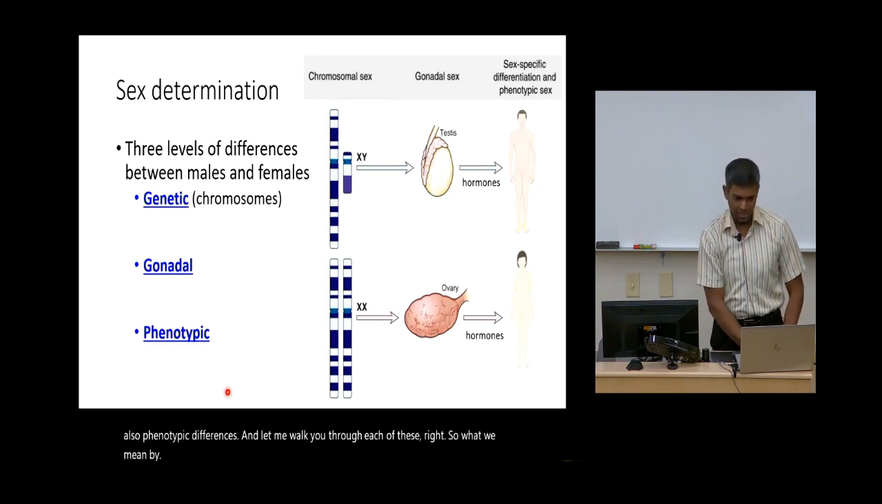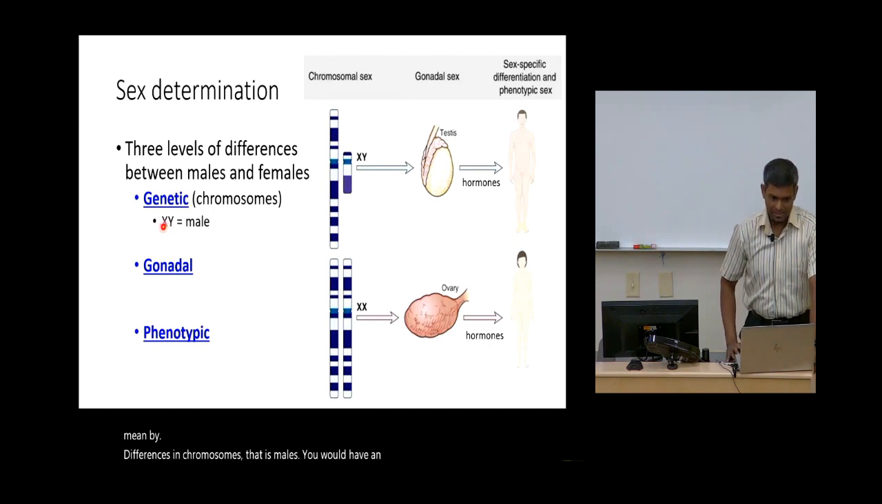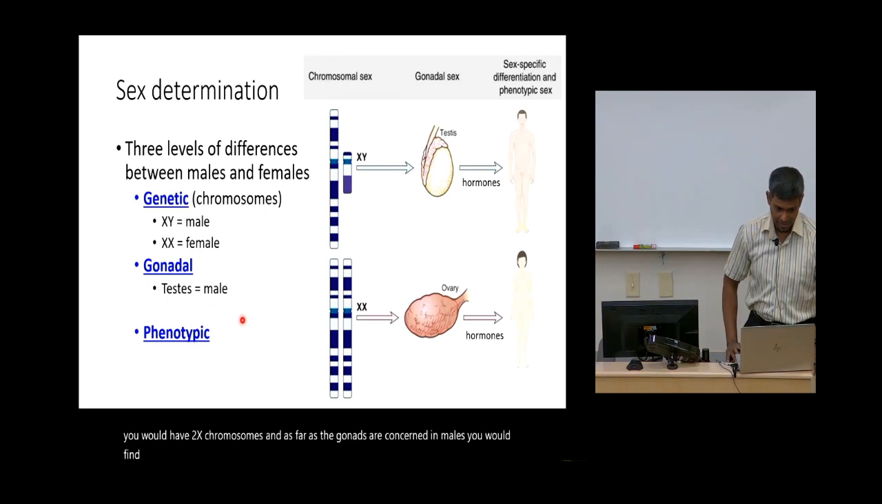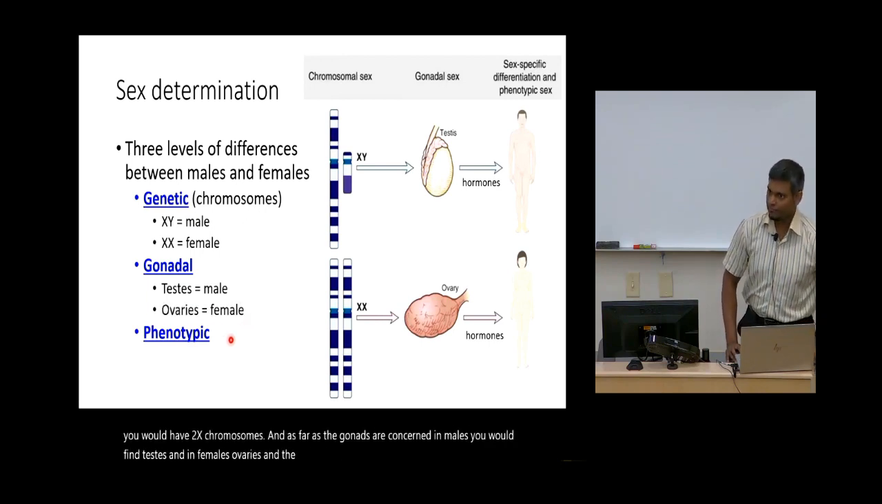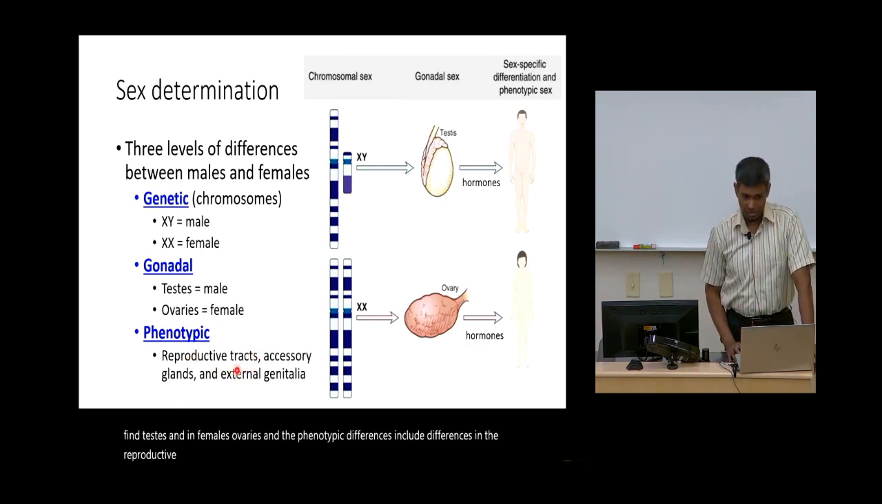What we mean by differences in chromosomes is that in males you would have an X and a Y chromosome. In females you would have 2 X chromosomes. As far as the gonads are concerned, in males you would find testes, and in females ovaries. And the phenotypic differences include differences in the reproductive tracts.